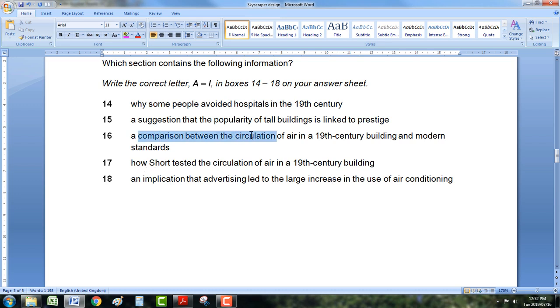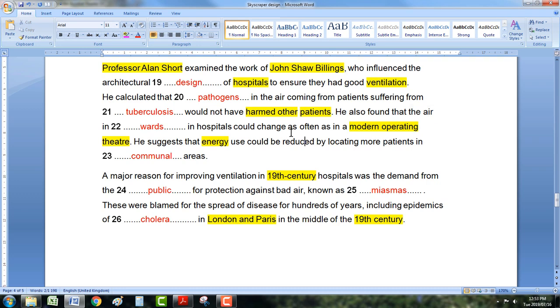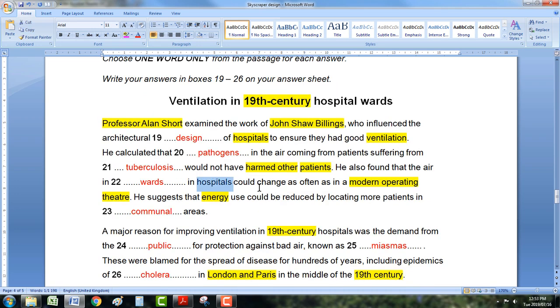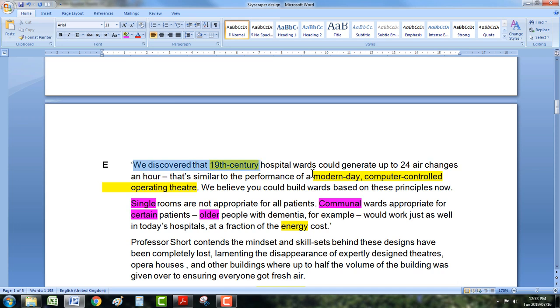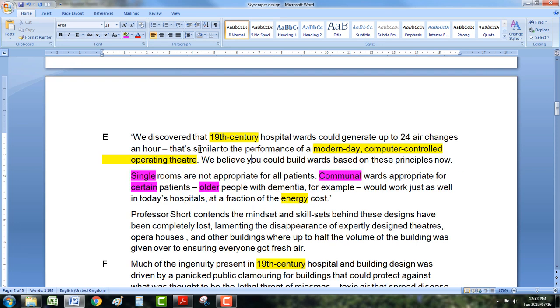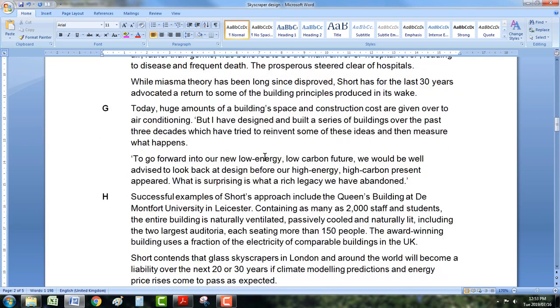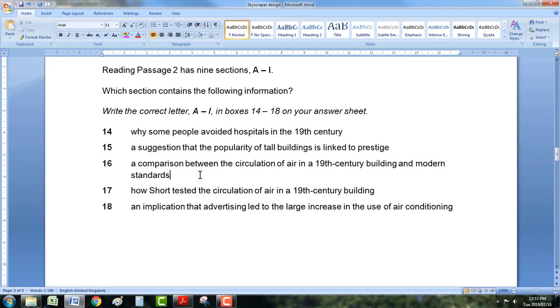So 14, 16 and 17 have quite a lot of information that is familiar. Let's look at this. A comparison between the circulation of air in 19th century buildings and modern standards. Here's the modern buildings. Here's the comparison, as often as. The 19th century building is actually over there. So let's go and look at that. It's the sentence again over here. There's the comparison, similar to. So hopefully you could have connected those two, because they used the word modern. They were talking about the 19th century hospital wards. They were comparing the two, and they were talking about air changes. So you had seen that before. You looked at it pretty closely. So hopefully quite quickly you could find that this one was E.